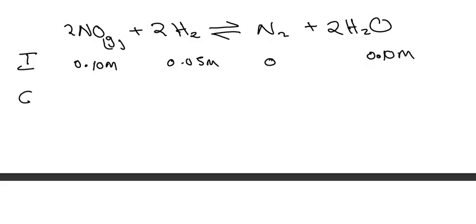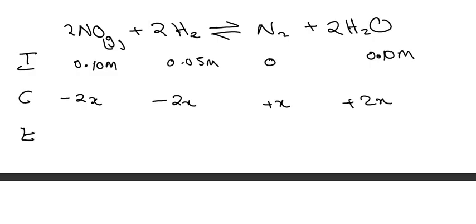Now we know there's going to be a change. Let's call the change x. It will affect this by a factor of 2 because there's a 2 in front. That's what we said on the ICE table. Yeah, so we're having a negative 2x. Then here it's going to be negative 2x. Here we're just going to put a positive 1x. This is a positive 2x.